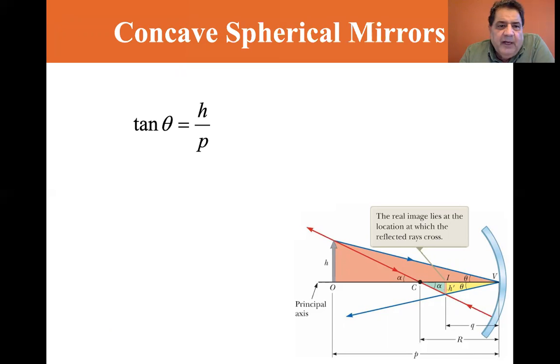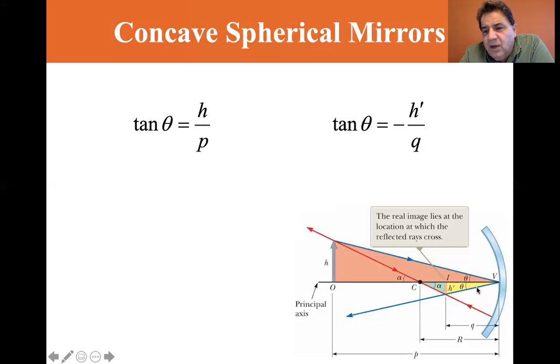Let's see. So the tangent of theta, the tangent is opposite over adjacent. So the tangent of theta here is h over p. The p's down here. So the tangent of theta is also equal to h prime over q. Here's the h prime, here's the q.